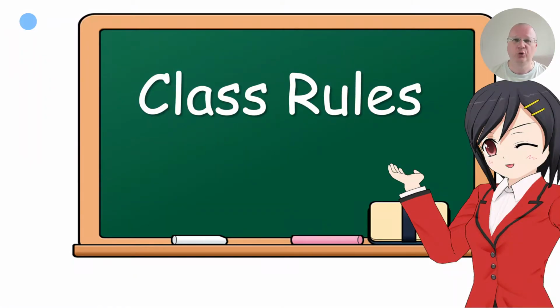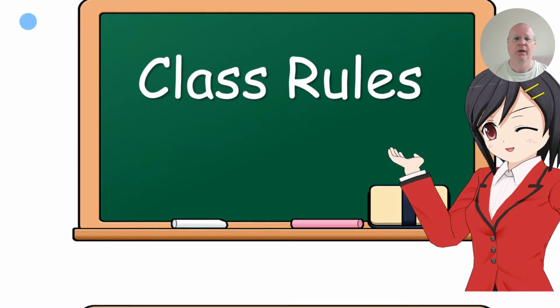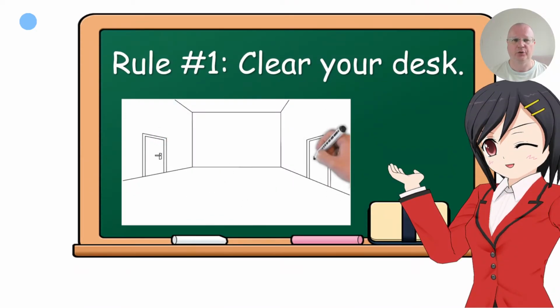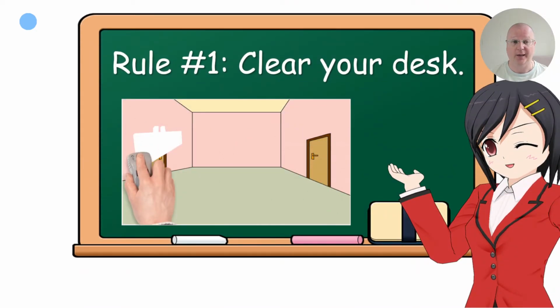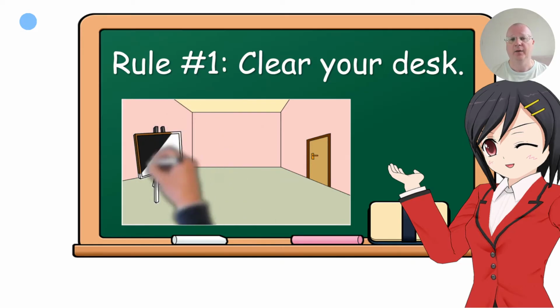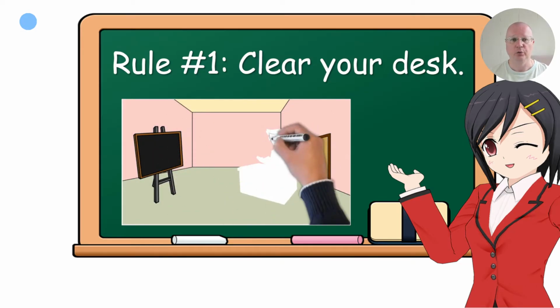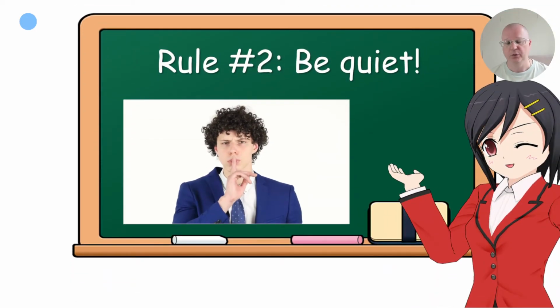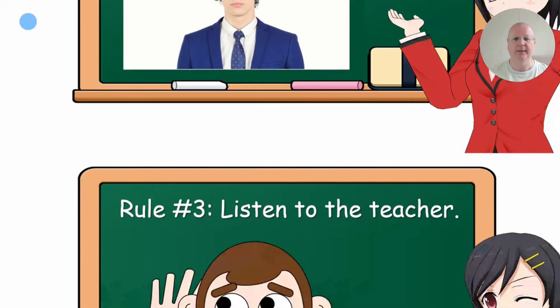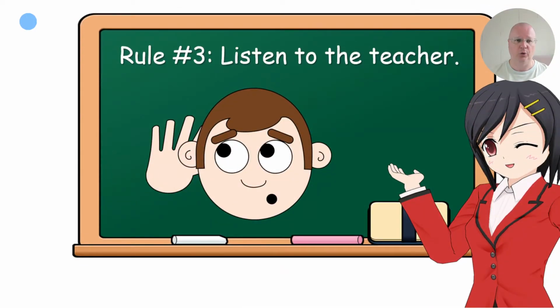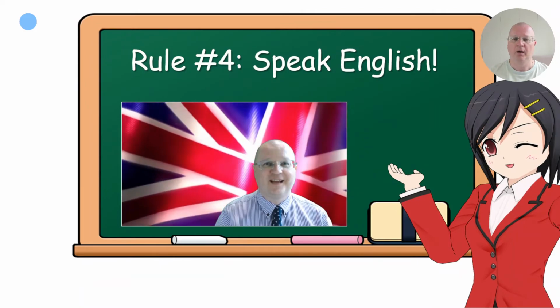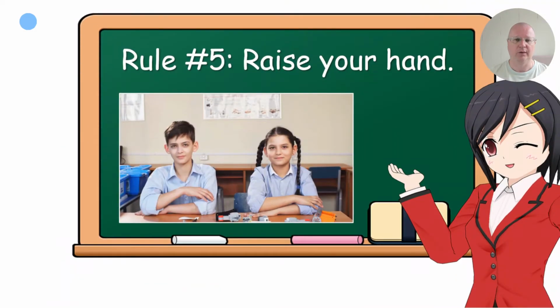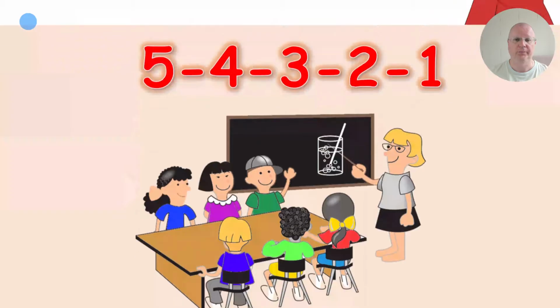I have 2 sets of rules here. The first set is for strong students. This is where you ask your students, of course you have to pre-teach that, what is rule number 1? And the whole class needs to say, rule number 1 is clear your desk. You ask, what is rule number 2? The whole class replies, rule number 2 is be quiet. And so on. There are 5 rules designed for strong students.